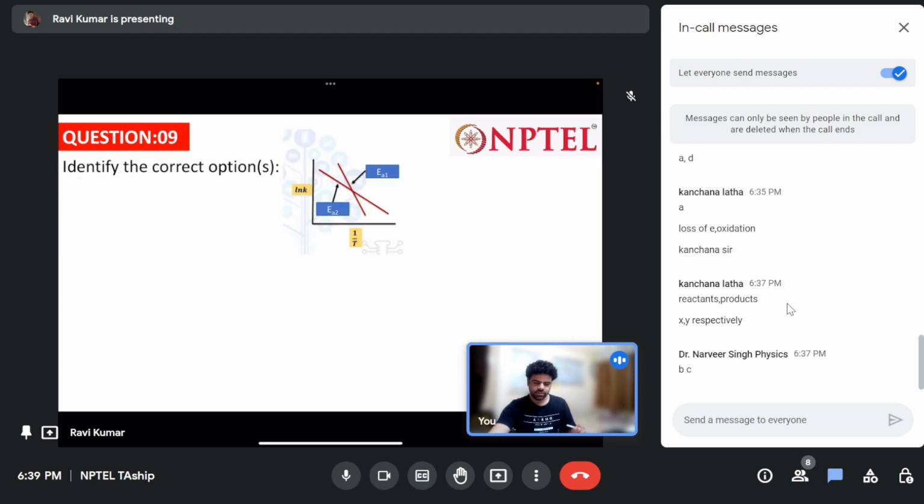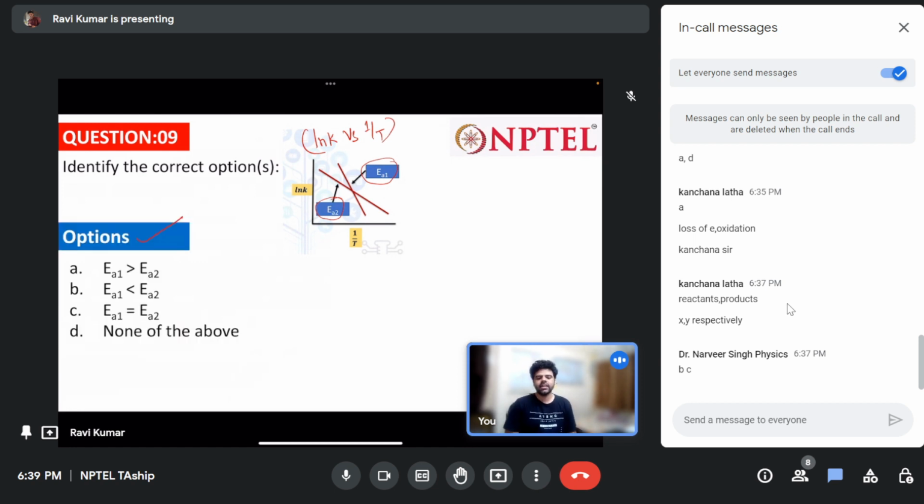So let's move to the next question. This question is the second last. After that, we will have one more question based on this question only. So listen carefully. Here identify the correct option. This is one activation energy. This is second activation energy. And this is the chart ln K versus 1 by T. You just need to tell me which option is correct. Is activation A more than activation B, or is it opposite, or both are equal, or none of the above?